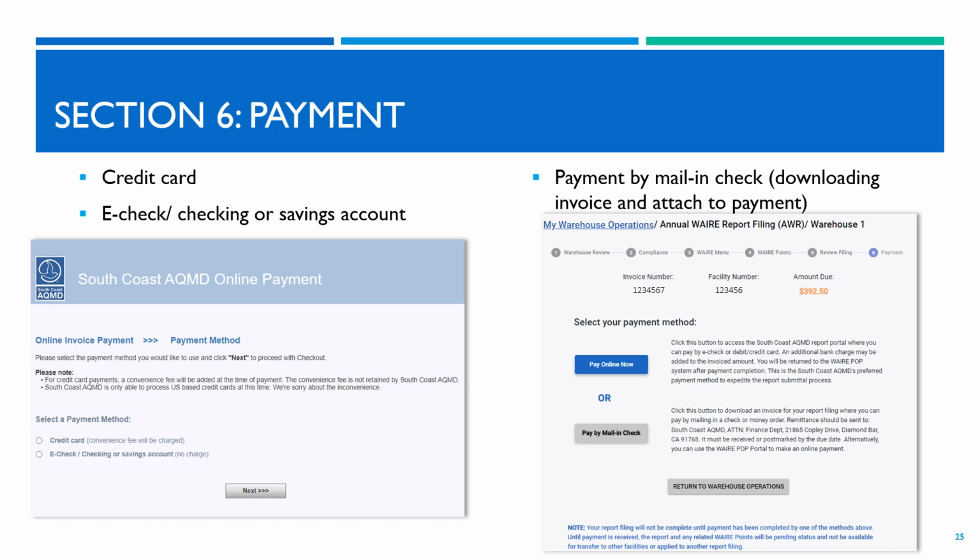After the online payment is successfully processed, a confirmation email will be sent to you as a receipt of payment. Please check your junk folder to see if the confirmation email ended up there. You may also submit a check payment by mail or drop off at South Coast AQMD by generating an invoice through WAIRE POP and including a printed copy of that invoice with the payment. After your payment has been processed, the payment status will be updated on your My Warehouse Operations landing page. After completion, the user will be returned to the WAIRE POP report submission history.